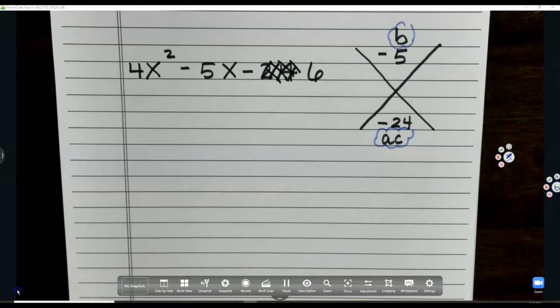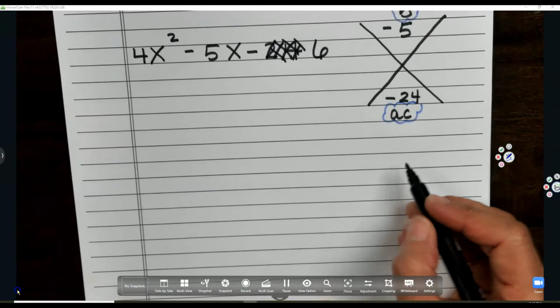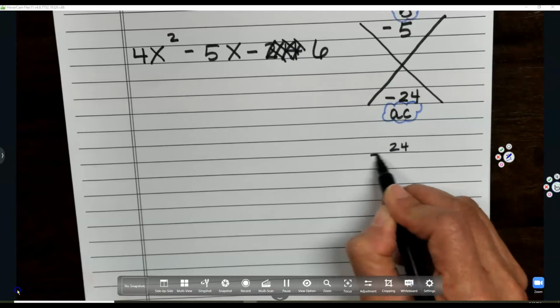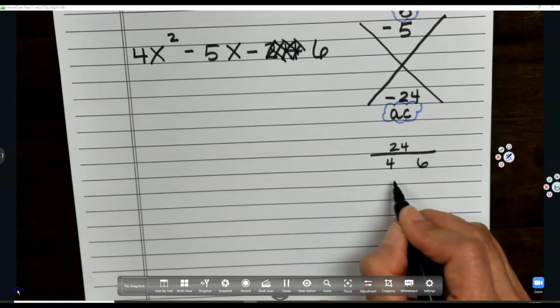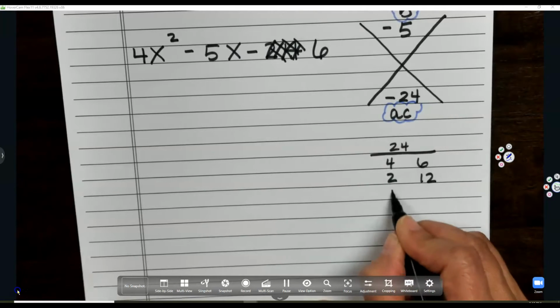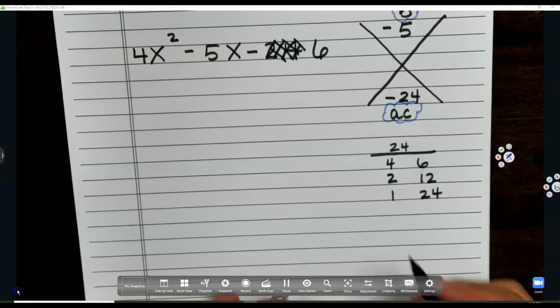And now it's a puzzle. Now I need numbers that multiply together to make 24. Well, 4 times a -6, we just did that. 2 times 12, 1 times 24. What else is there that makes a 24? What else? 8 times 3. 8 times 3, yes.